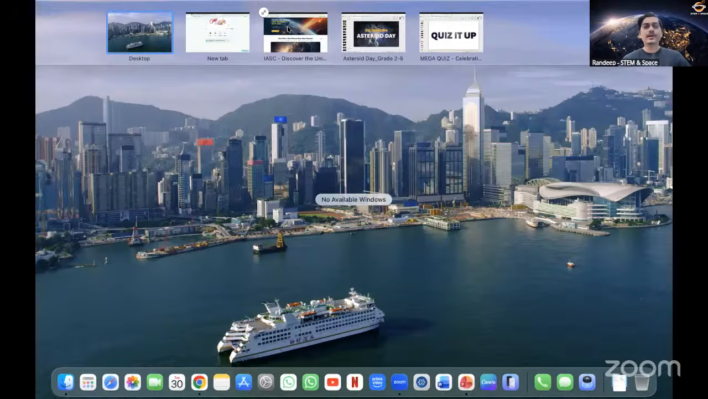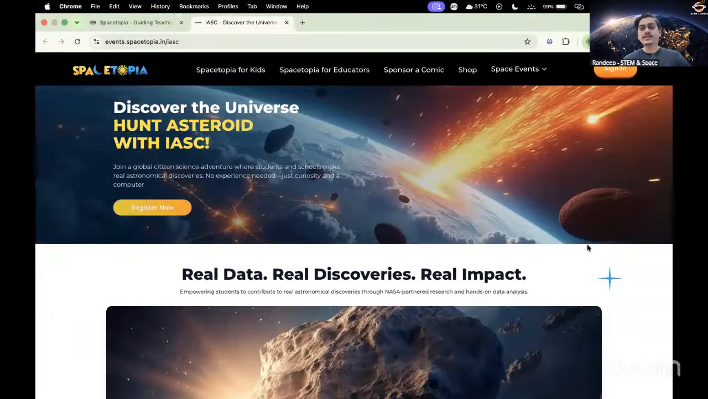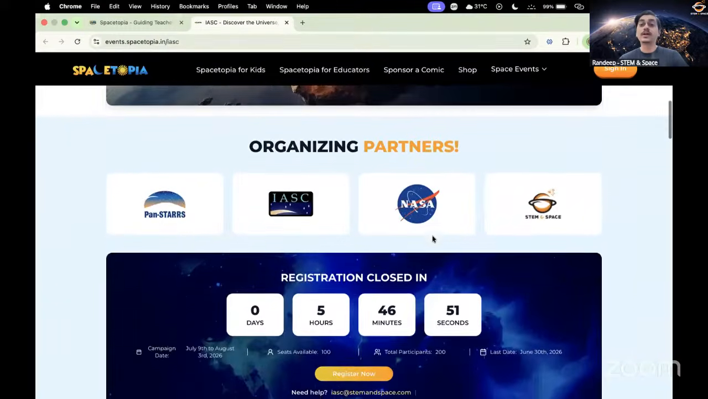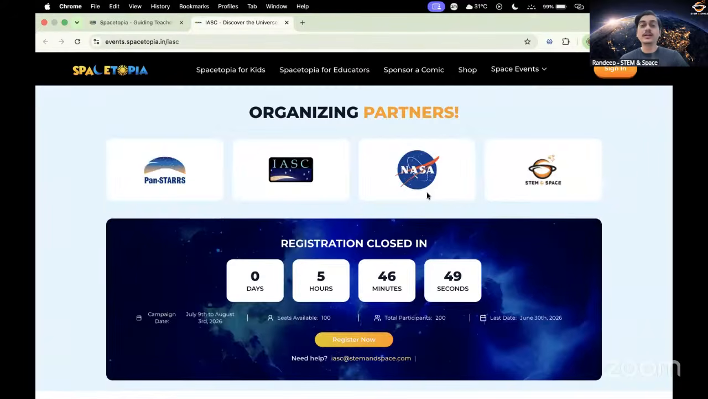So if you look at IASC, the International Asteroid Search Collaboration or International Asteroid Search Campaign, this is an international campaign wherein students, teachers, passionate astronomers, anybody who is an enthusiast about astronomy can participate in a program where they work with real data from NASA and from the Pan-STARRS telescope, which is, again, one of the great telescopes located in Hawaii. And we guide you on how you can work with that data and detect real asteroids. And you can literally make real asteroid discoveries through this program.